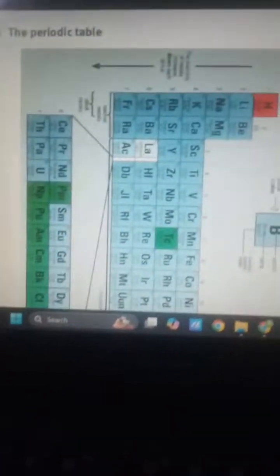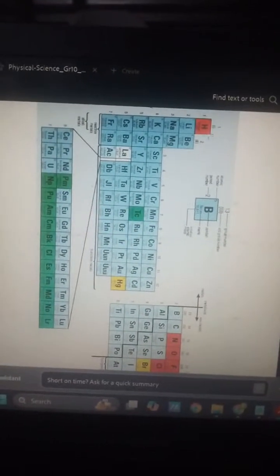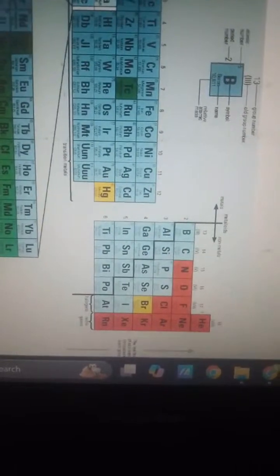So this is the periodic table that I've been referring to. We should know it by now. Let me try and zoom this out. Yes, so it looks like this. We know all the elements, I hope.